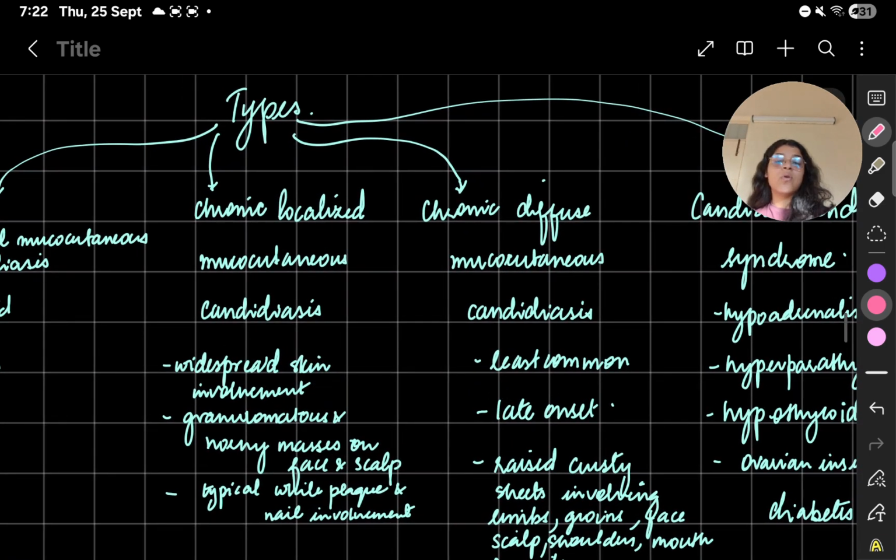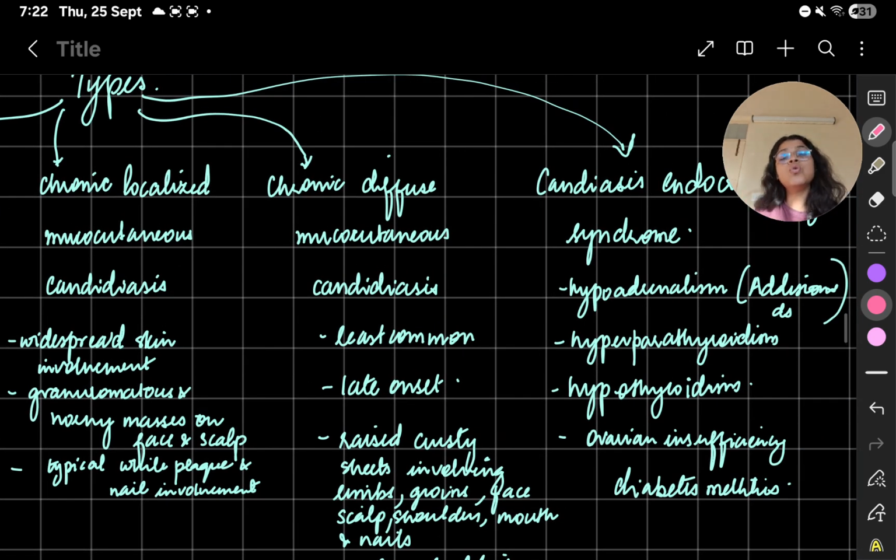Then you have chronic localized mucocutaneous candidiasis. Localized, as the name suggests. So you have widespread skin involvement. Your skin involvement will be there, with granulomatous and horny masses of the face and the scalp. Typical white plaques and nail involvement will be there. This is chronic localized mucocutaneous candidiasis.